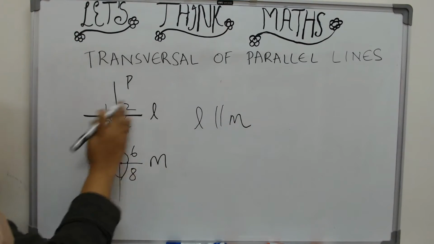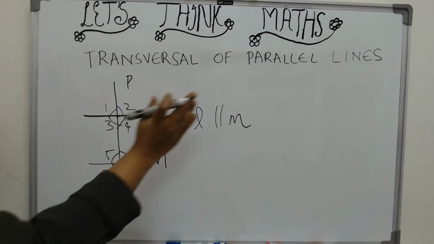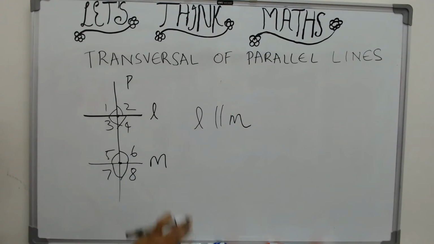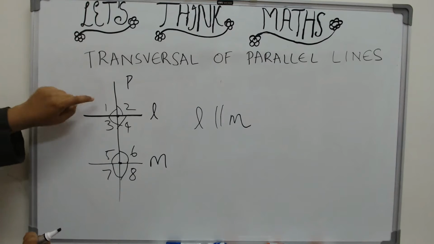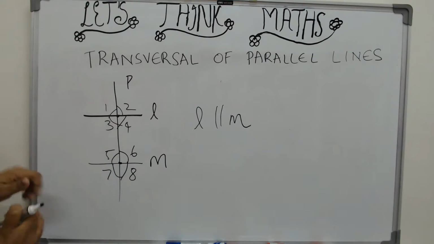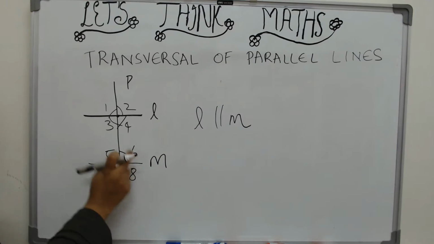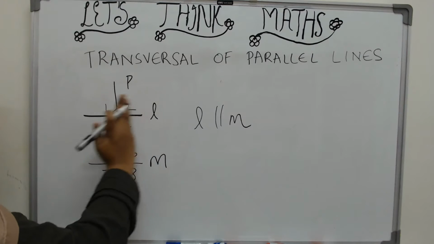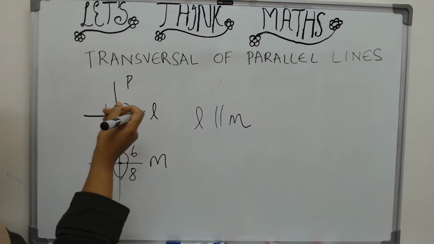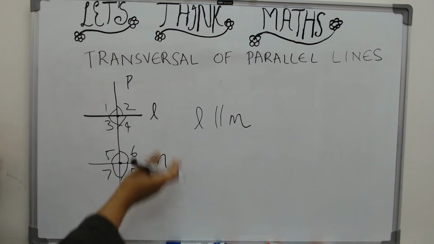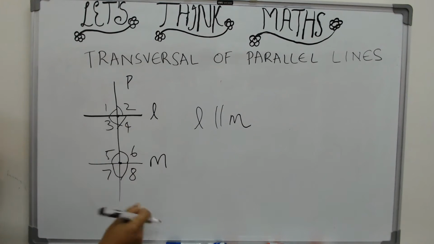Now this is true for any two lines, but a special case is when L and M are parallel. When L and M are parallel, we can prove that the corresponding angles are equal, the alternate interior angles are equal, and the interior angles on the same side of the transversal are supplementary. So then what? What if some of the angles are equal and some are supplementary?